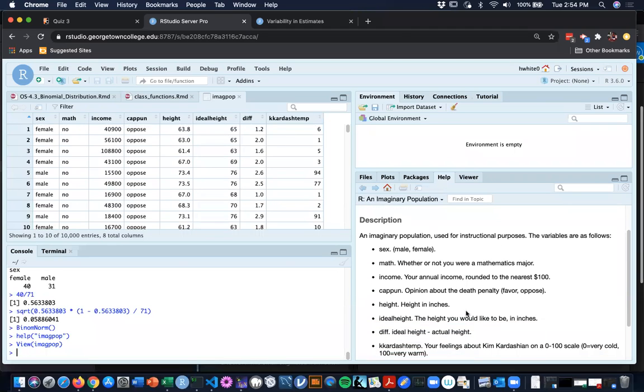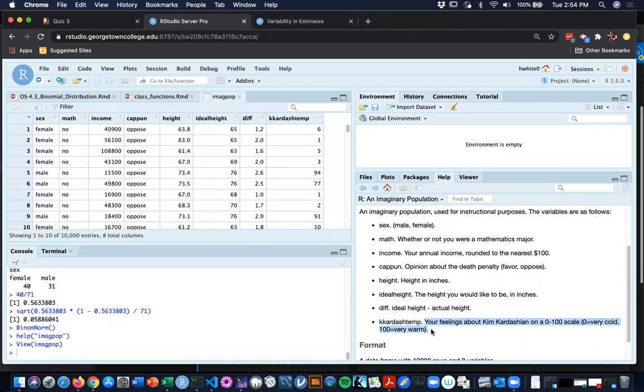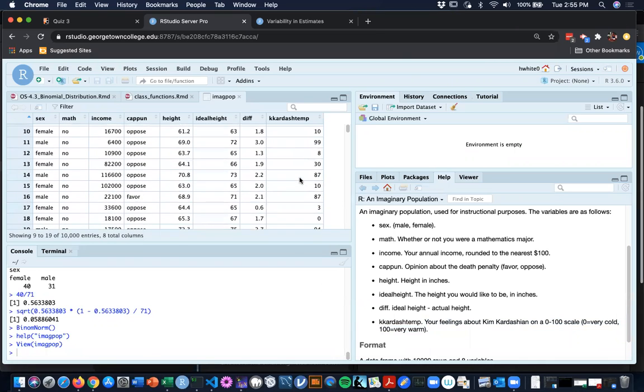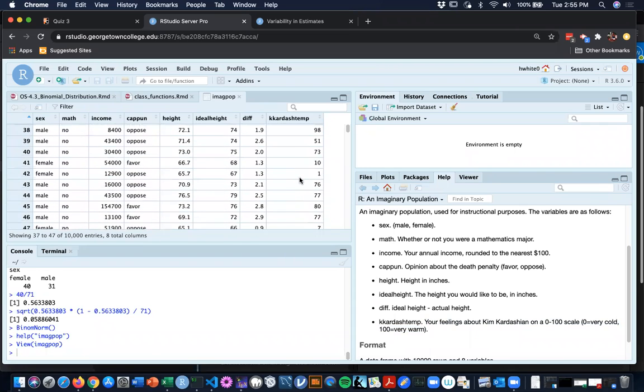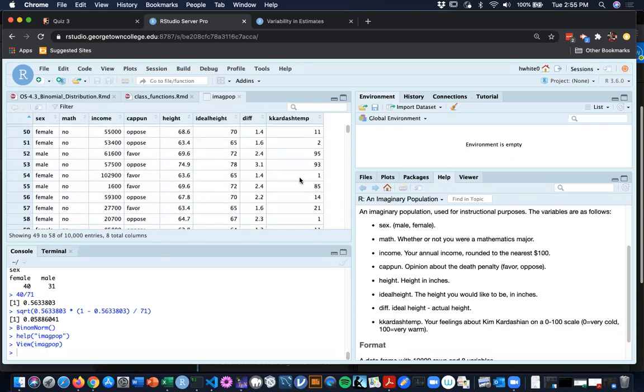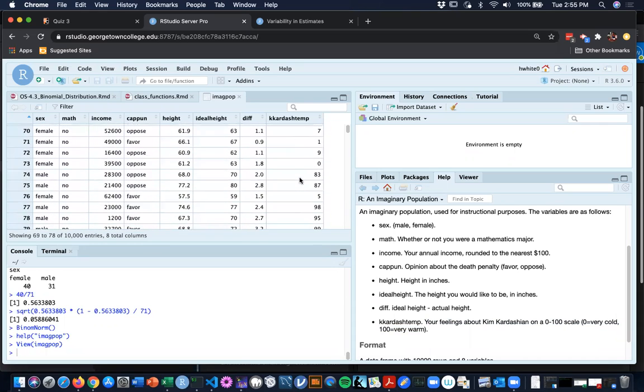I better look at the help to see what that is. KCarTemp is your feelings about Kim Kardashian on a 0 to 100 scale, where 0 is very cold and 100 is very warm. If you totally hate Kim Kardashian, you'd give a 0. If you totally loved her as much as possible, you'd give 100. If you were indifferent, you'd give a 50, but you could give any number from 0 to 100. Looking at them here, some of them are really low, they hate her, and some are pretty high, they love her. I'm not seeing much in between.